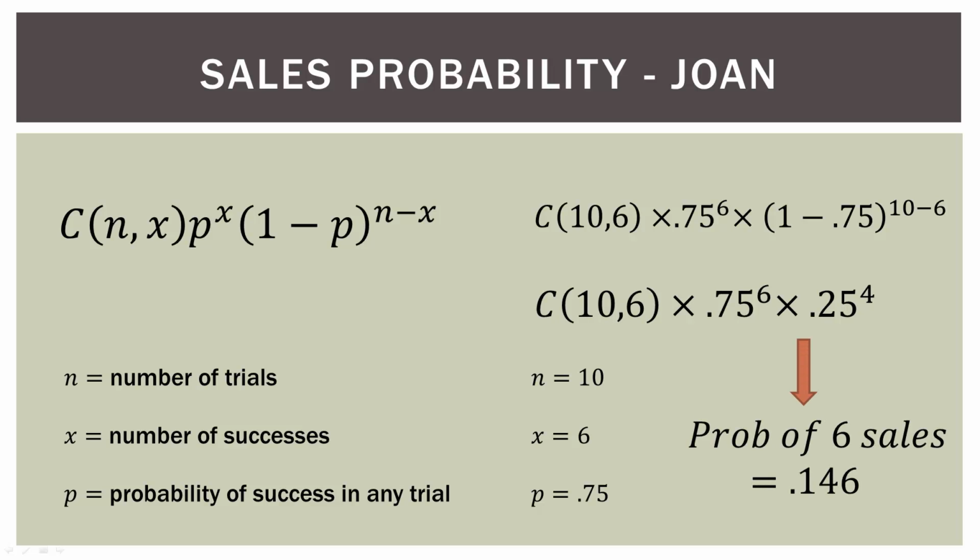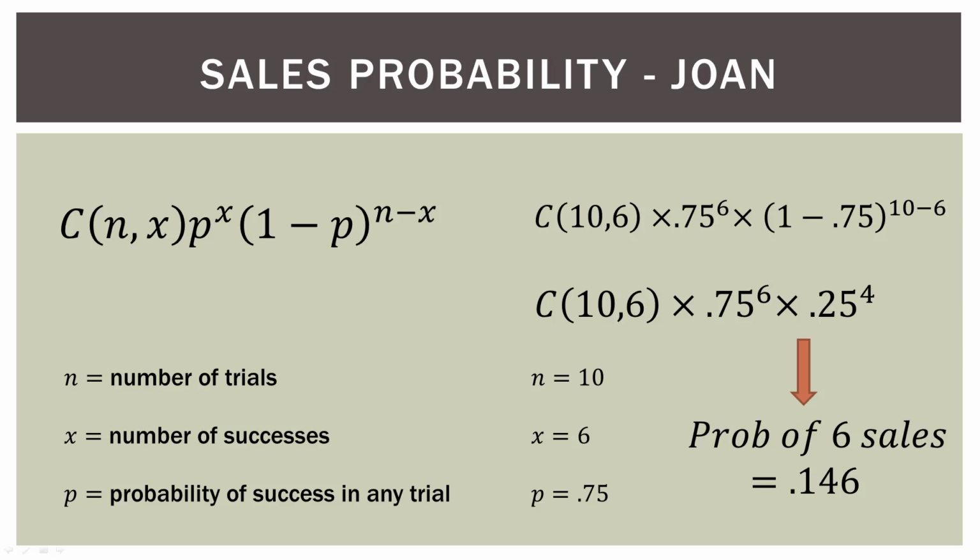Then we go ahead and do that. For Joan, the probability of closing exactly 6 sales during any given day is 0.146, or 14.6%. That is the probability in the percentage of Joan closing 6 sales on any given day.